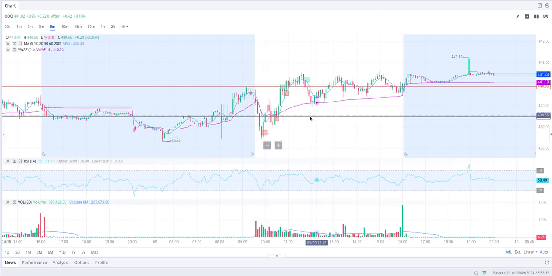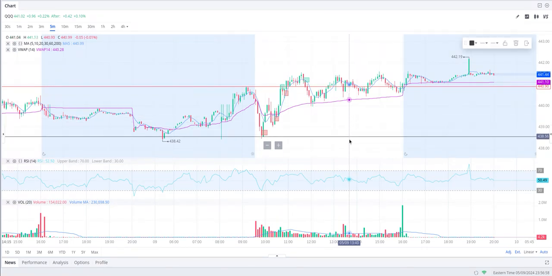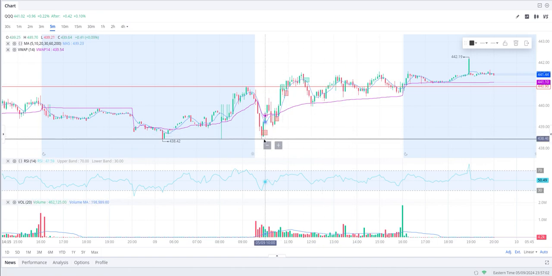I could drag this support line down here. Boom. Look at that. It touched the close of that candle in the pre-market, and that's where that sell-off went to.